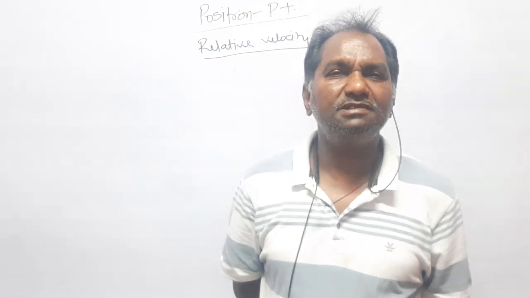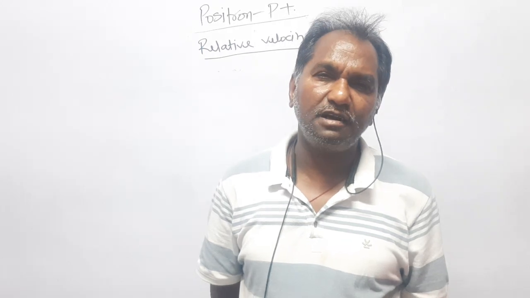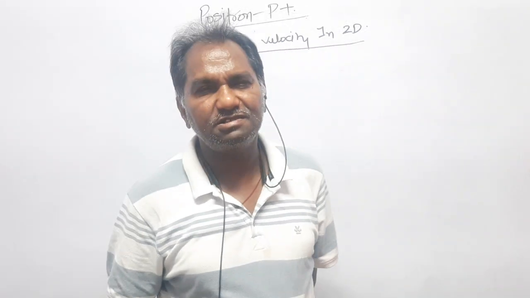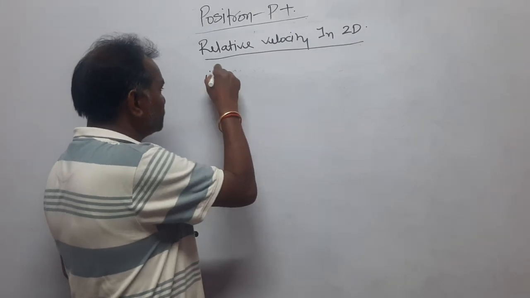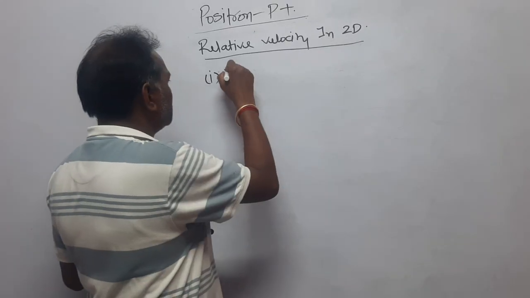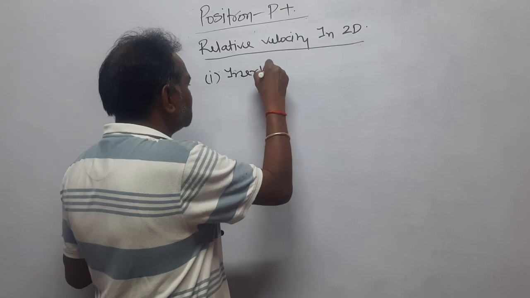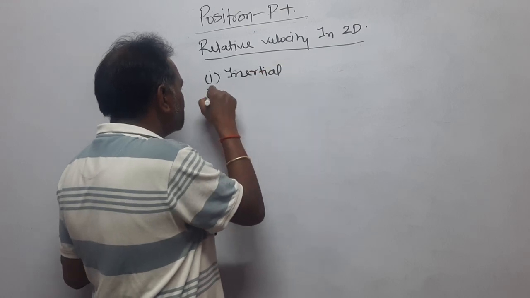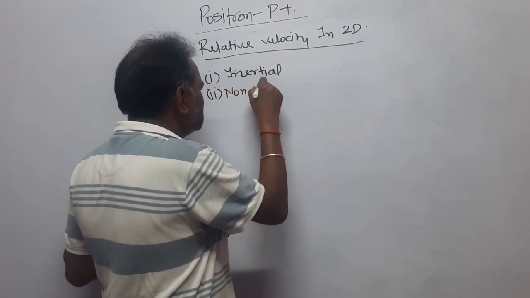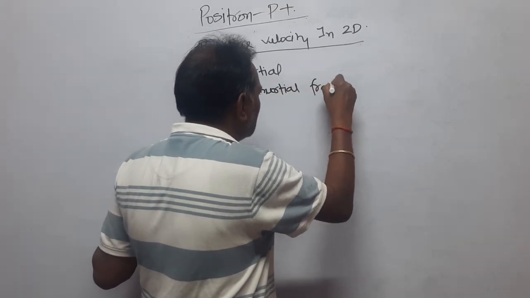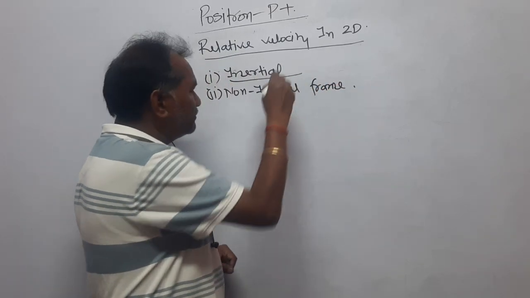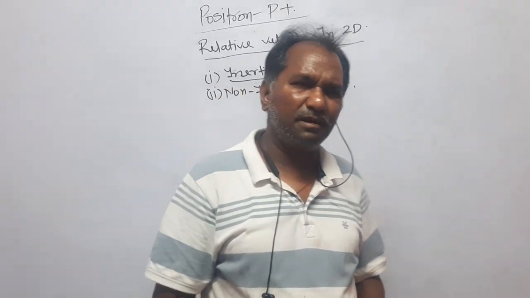So, frame of reference is what? A frame of reference is a place, person or object with respect to which motion of the universe is calculated. Dear students, there are two types of frame of reference. The first is called the inertial frame of reference, and the second is the non-inertial frame of reference. In general, at your level, we talk about inertial frames.